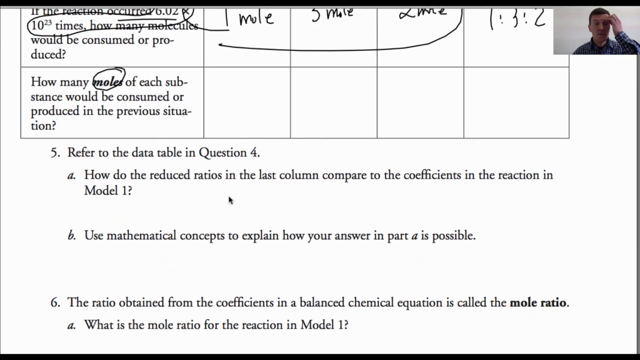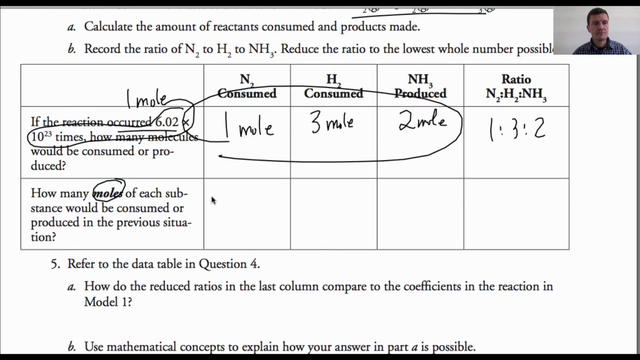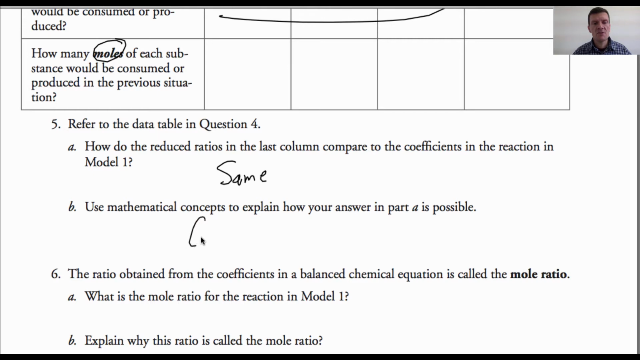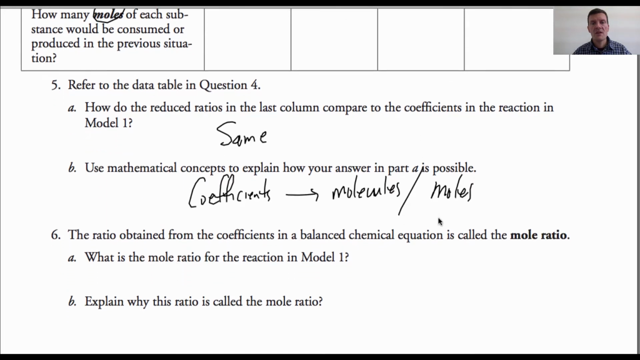Refer to the data table in question 4. Right here. How do the reduced ratios in the last column compare to the coefficients of the reaction? Exactly the same. So as mentioned, these coefficients can refer to actual molecules or the number of moles of molecules. That's what those coefficients are talking about.